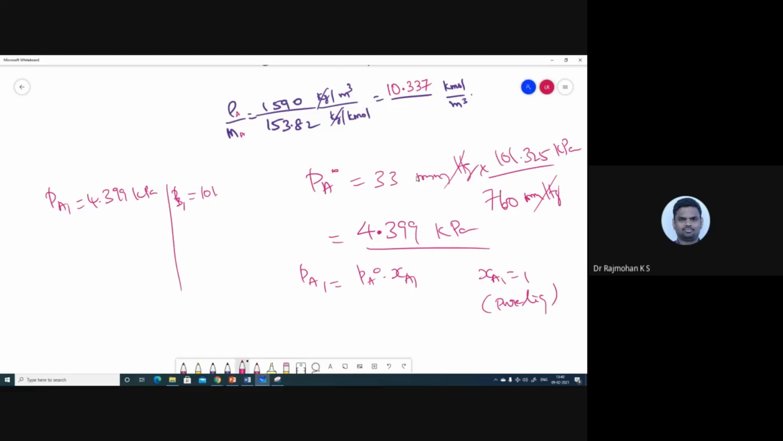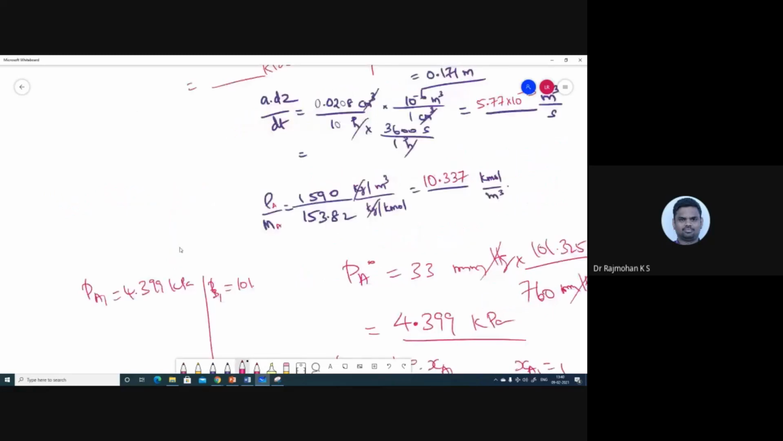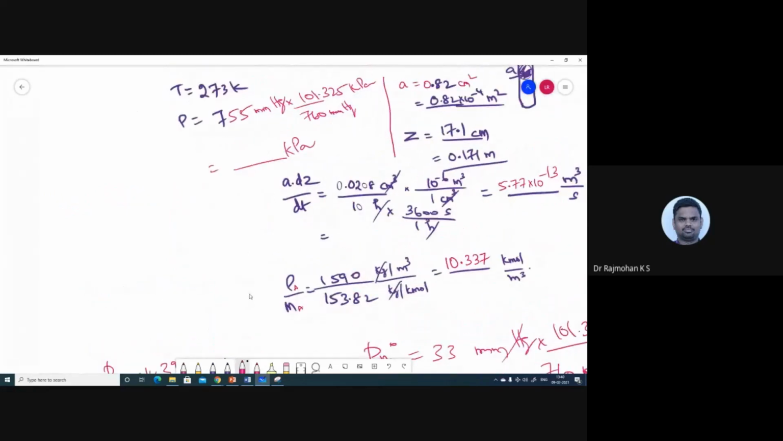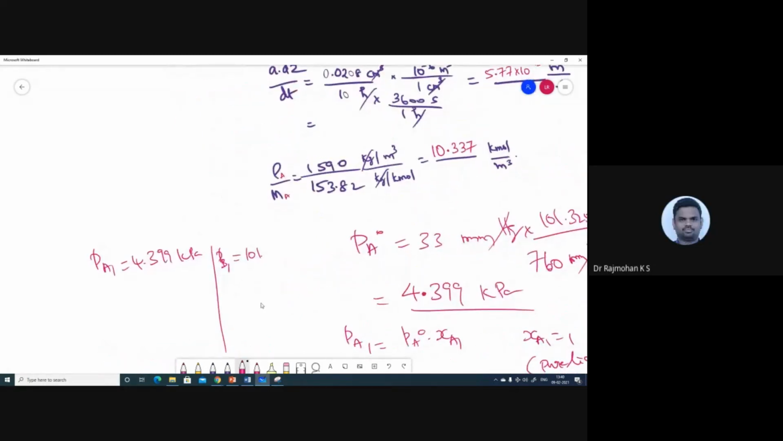Therefore PB1 is 101. Here is it given? Total pressure is given something. Yeah, 755. How much is total pressure? 750 divided by 760, 100.658. 99.99, almost 100, right? You can take 100.658. Okay, so instead of 101.325 we have to make use of this. Here P total is 100 kilopascal.